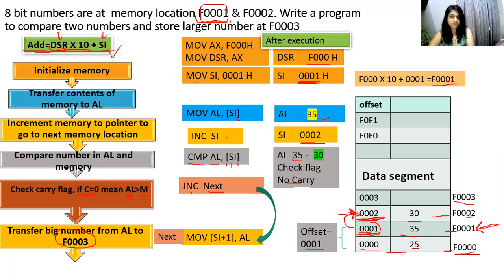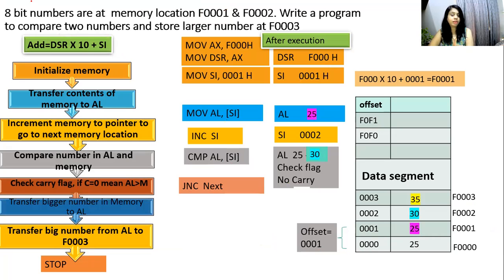If this condition is true, it will directly jump to this instruction, that is move [SI plus 1], AL. SI plus 1 will make it 0003. So this instruction says transfer the contents of AL to the memory whose offset is in SI plus 1, that is 0003. This is for the true condition. If it is true, it will transfer AL into this particular memory location, and your program should end. After this, it should halt.